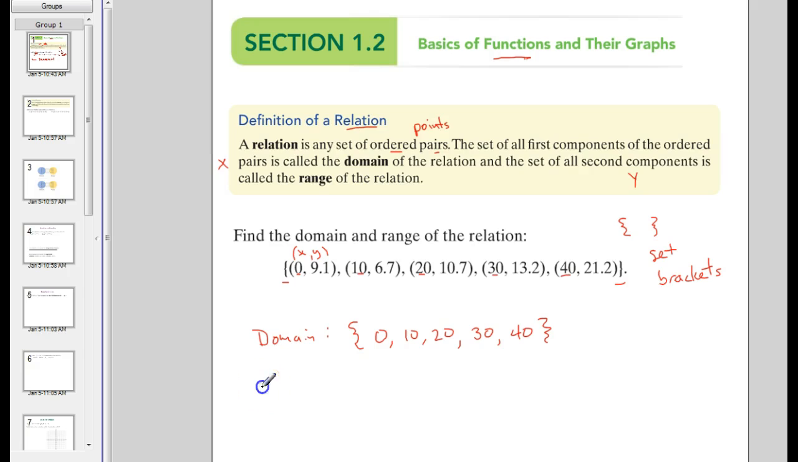Alright, and then when I'm finding the range, that's the set of the y components, or what we call the dependent variables. So I just list all the y components in this thing. And if you look again, it's the set of all the first components, the set of all the second components. So we put those in set brackets as well.